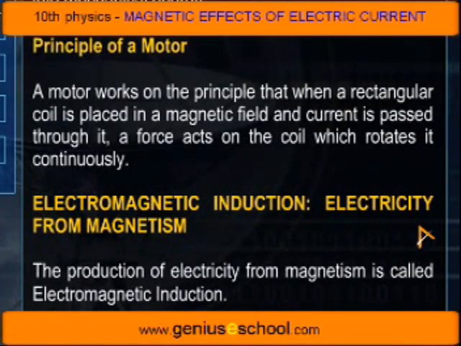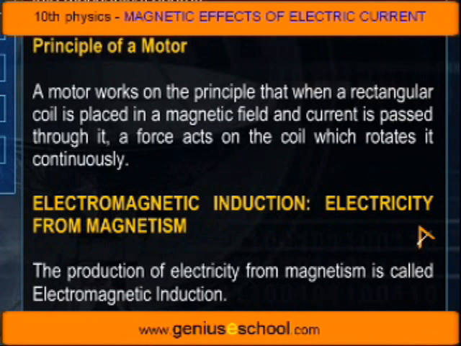Principle of a motor. A motor works on the principle that when a rectangular coil is placed in a magnetic field and current is passed through it, a force acts on the coil which rotates it continuously.